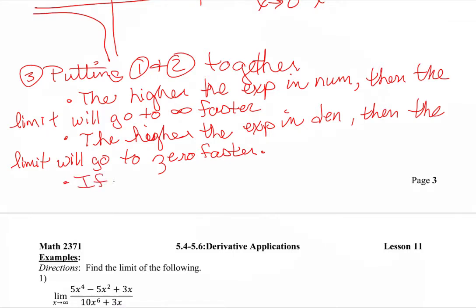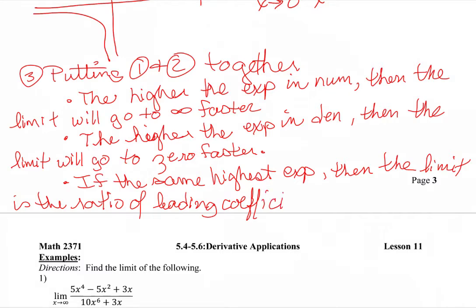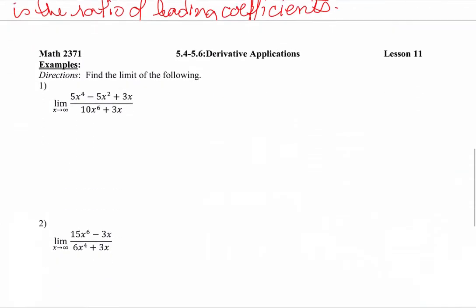If they have the same highest exponent, then the limit is the ratio of leading coefficients. Okay? So now let's get to some examples.